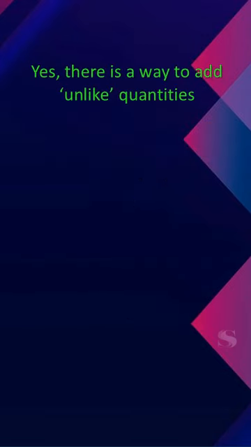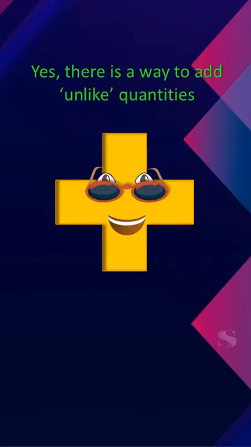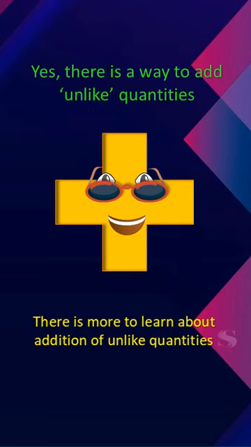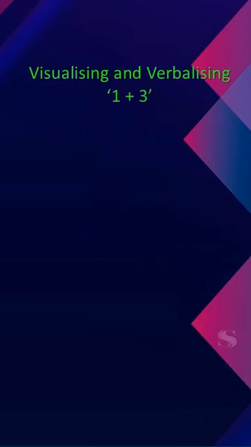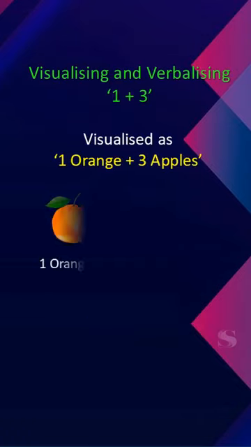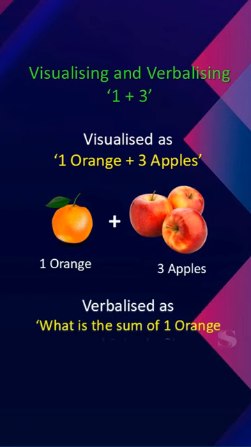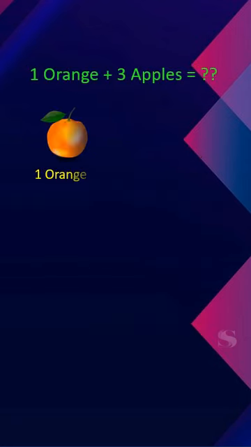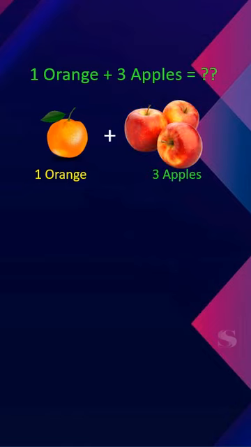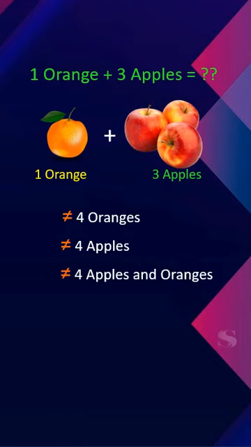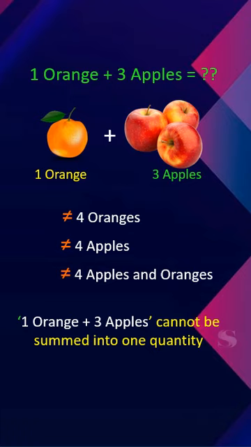Yes, there is more to addition of quantities. There is a way of adding unlike things. We would consider 2 new examples to get a good feel of addition of unlike things. As the first example, we look for the sum of apples and oranges. Apples and oranges cannot be summed into 4 apples, 4 oranges, or 4 apples and oranges. Is this a dead end? Not really. Let us move on for now.